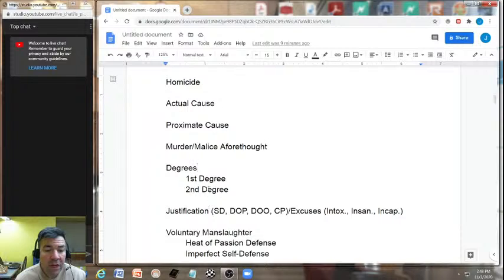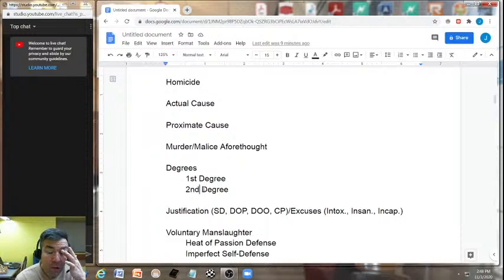In degrees, we're looking at first degree. For first degree intent to kill, we're going to be looking at premeditation and deliberation. Premeditation is the pre-thought out plan by the defendant to kill the victim. The deliberation is the cool mind capable of reflection upon that plan in carrying out the killing.